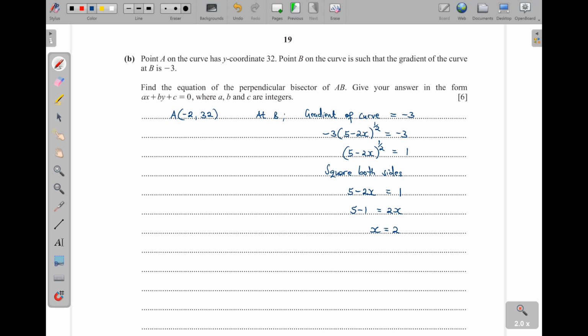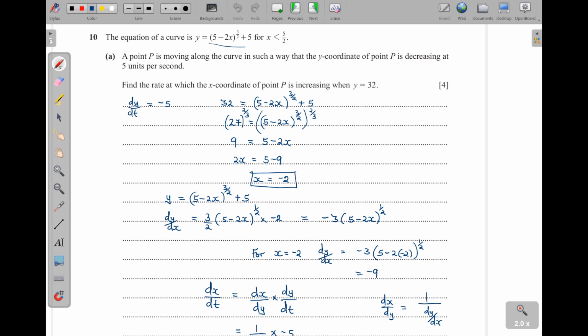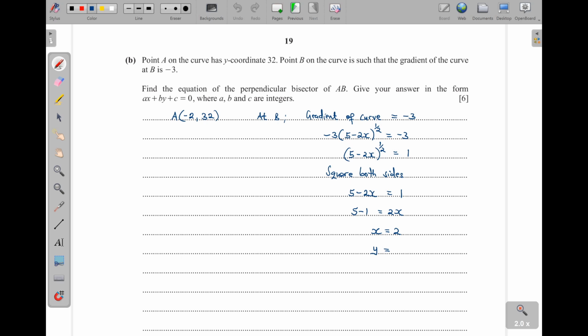If x is equal to 2, then what is the y coordinate? We go back here and we substitute in here. So y is (5 minus 2x) to the power of 3 over 2, then plus 5. So what do we get here? 5 minus 4, that is a 1. Then 1 to the power of any number is a 1, then plus the 5, that one will give us a 6. So this will be 6. So this therefore implies that our B has coordinates (2, 6). You see that?